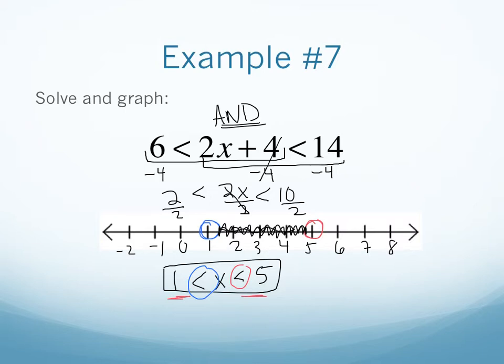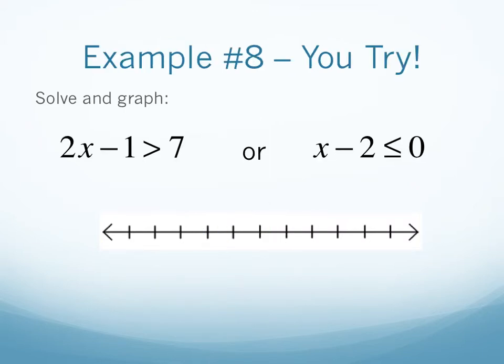Okay, let's try another one. Oh, this one you're going to try. This is an or. So it says solve and graph. So what you're going to do is you're going to have to solve inequality number 1, then you're going to have to solve inequality number 2, and then you're going to have to graph. So pause the video and try these on your own. Good luck.